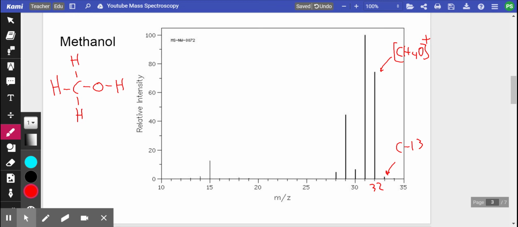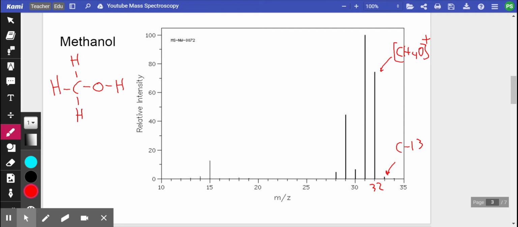Now, the rest of the peaks that you see are because when methanol gains a positive one charge, it is unstable and it actually breaks down. And those pieces that it breaks down to, we call fragments.